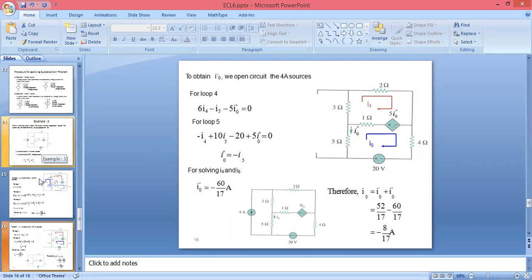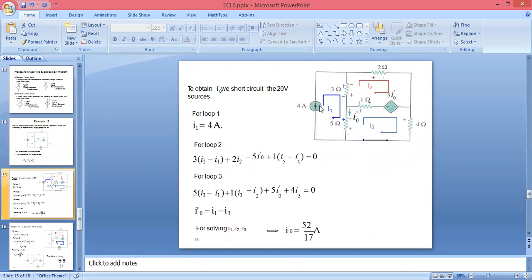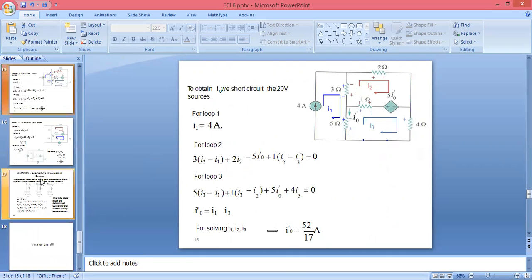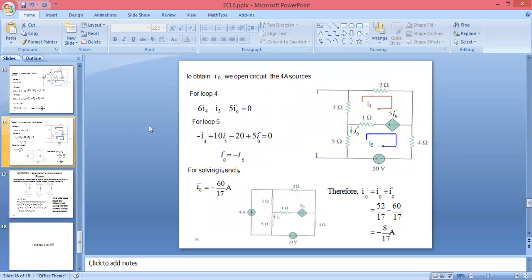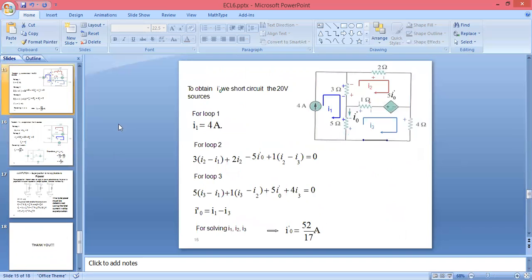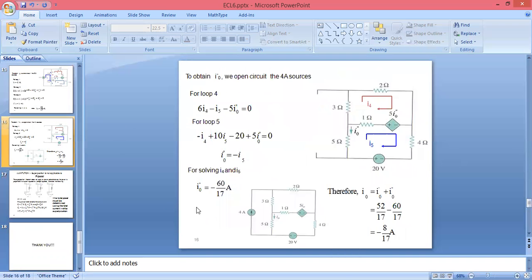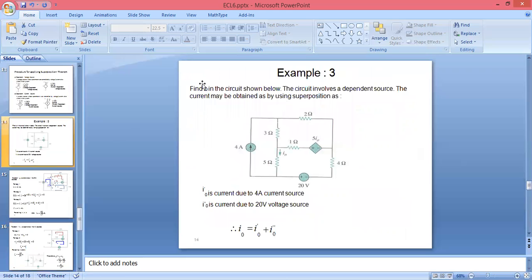और हमने पहले क्या किया है, 20 वोल्ट को हमने शॉर्ट किया था, 4 एम्पियर की वजह से जितना करंट जा रहा था वी हैव कैलकुलेटेड. नाउ वी हैव टू ऐड दिस करंट, देन वी विल गेट द वैल्यू ऑफ टोटल करंट. Therefore I0 equal to I0 dash plus I0 double dash. पहले हमें जितना मिला था that is nothing but 52 upon 17. 52 upon 17 minus 60 upon 17 equals minus 8 upon 17 ampere. This is the output current which will flow, and we can calculate this by using superposition theorem.